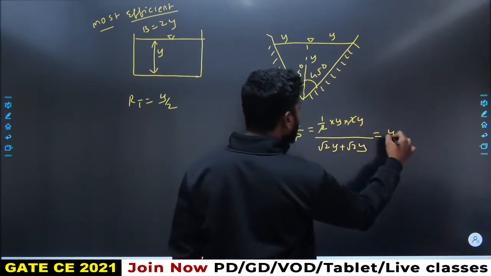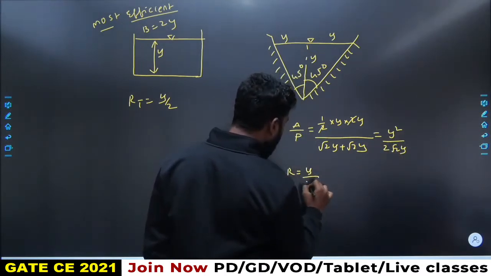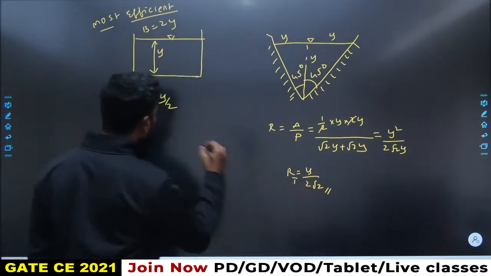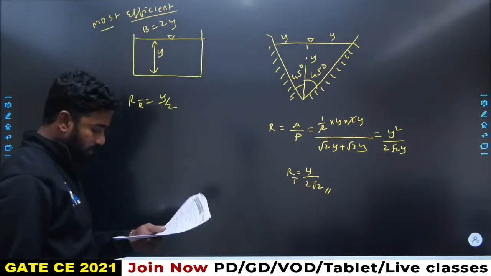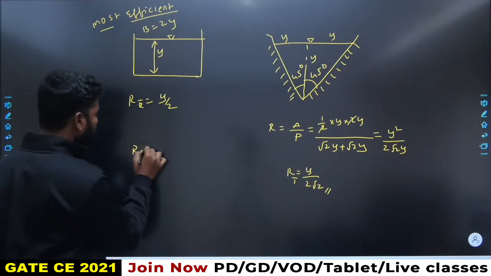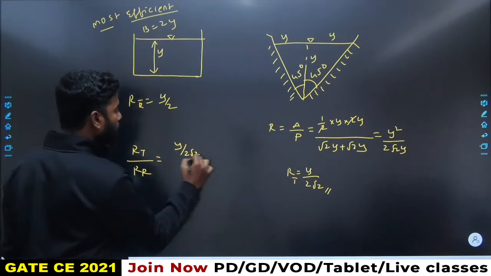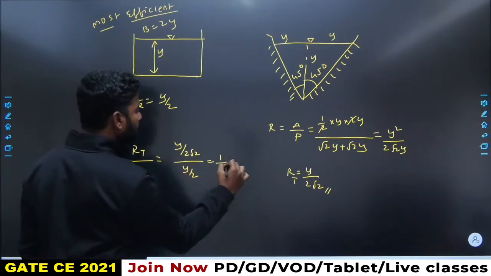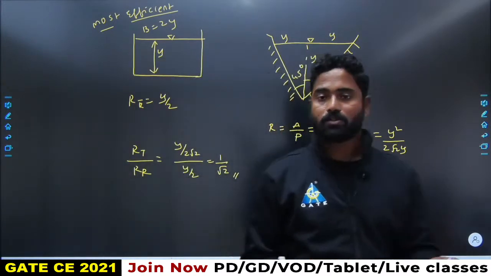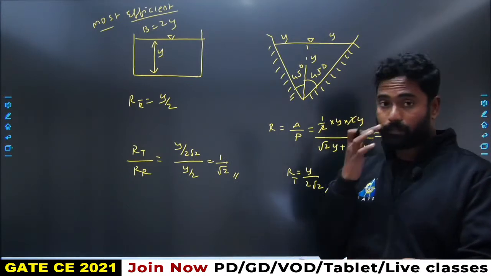So y square upon 2 root 2y, R equals y upon 2 root 2. This is R for triangle, this is R for rectangle. What is the ratio he has asked? Hydraulic radius of triangular section to that of rectangular section. R for T upon R for R, that is y upon 2 root 2 upon y upon 2, that equals 1 upon root 2. Hydraulic radius of triangular section upon hydraulic radius of rectangular section is 1 upon root 2. Simple answer.